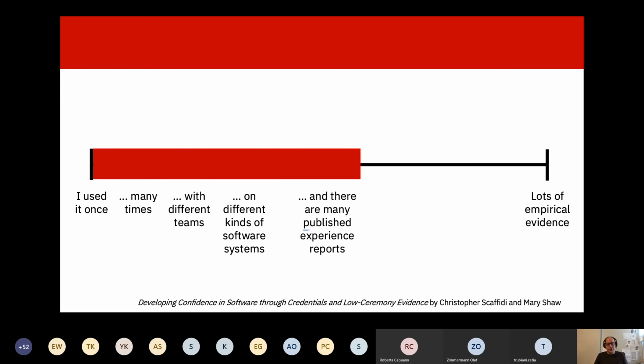And then also there are many published experience reports on each of these methods that are widely available. So it's not just my experiences that are backing these things up, but experiences from other practitioners as well. You could say that we have very, very strong evidence from practice that these methods have something special about them.